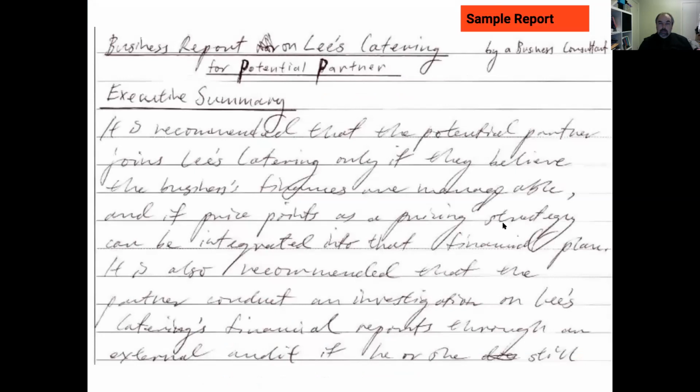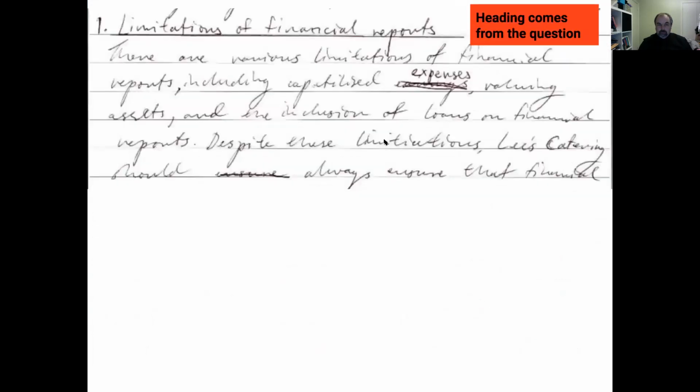What I've got here is a sample, a part sample of an answer, just to show you how to set the report. So we've got business report on Lee's Catering for potential partner. So they've picked up on the stimulus in terms of the heading there, and it's by a business consultant. Now, some students make up names, etc., but that's fine. So the executive summary is our first heading, and I'm not going to read through it, but basically the executive summary will look at the issues or concerns in the business and then address different parts of the question.